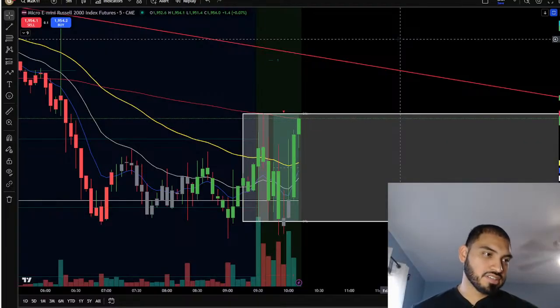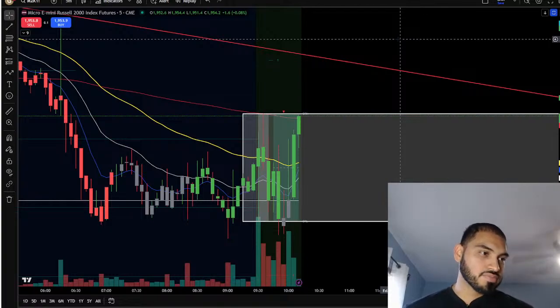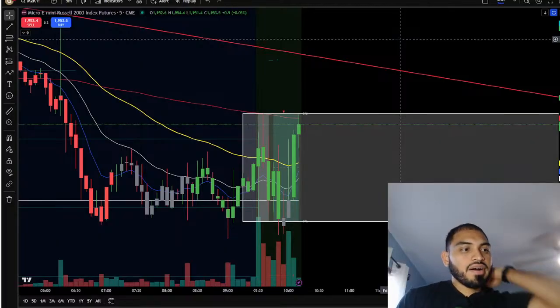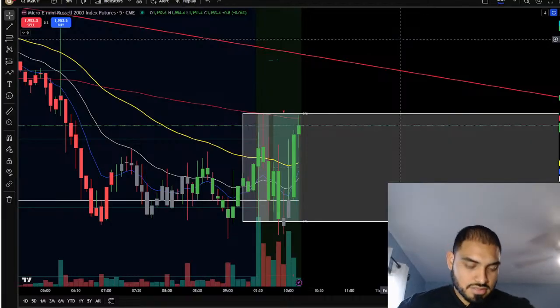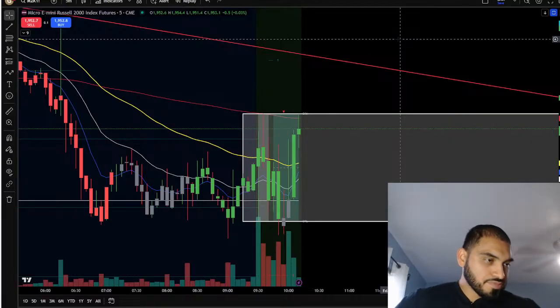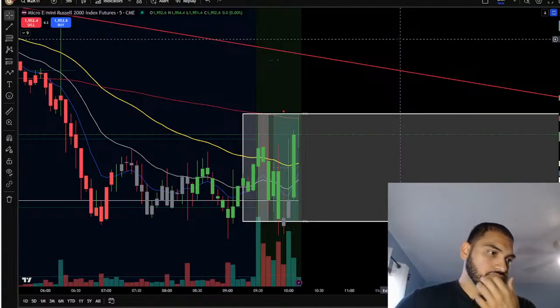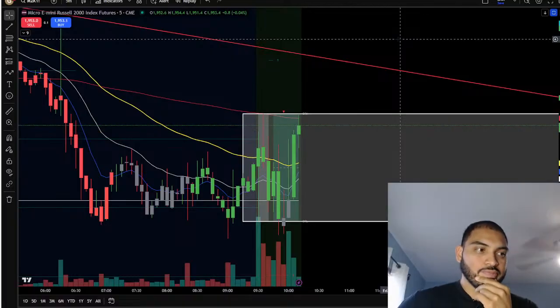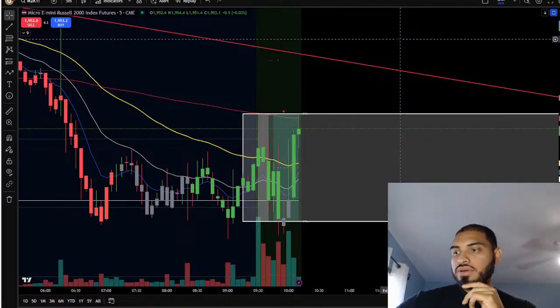Okay, we're doing something. Come on, top. There we go. We touched the top of the range. We're above that 50 MA. So now we wait patiently for the breakout.